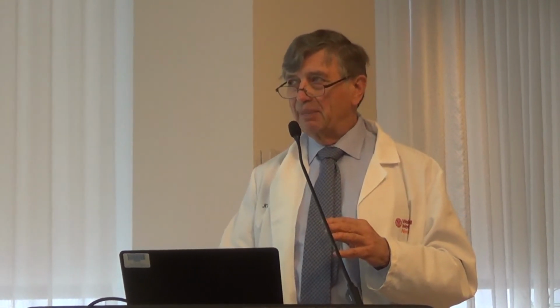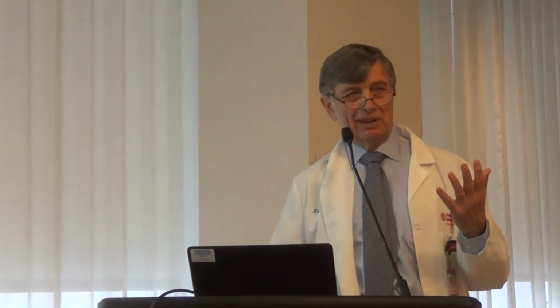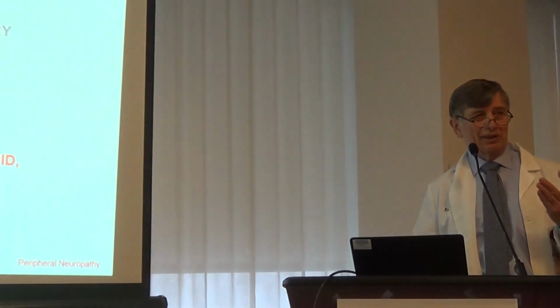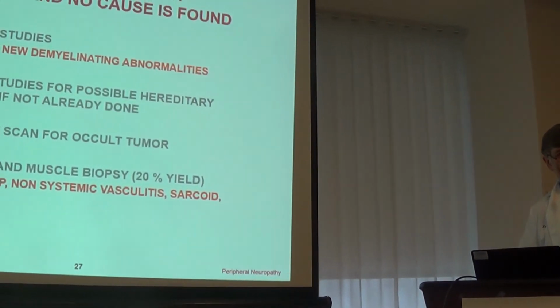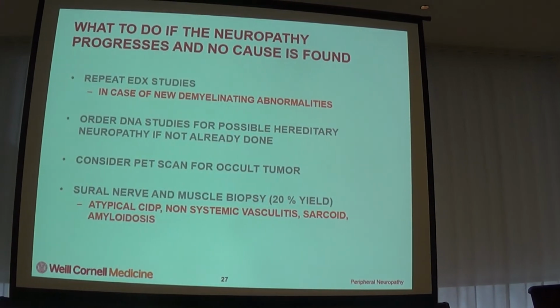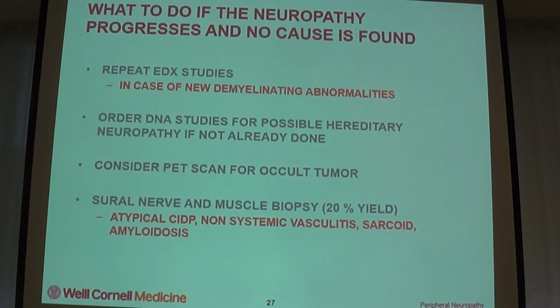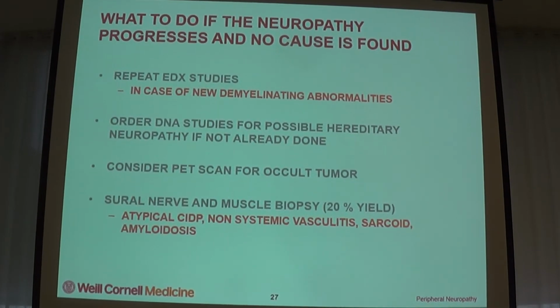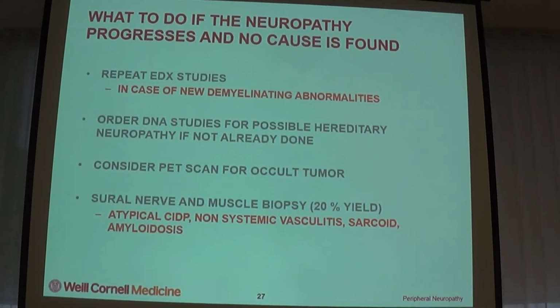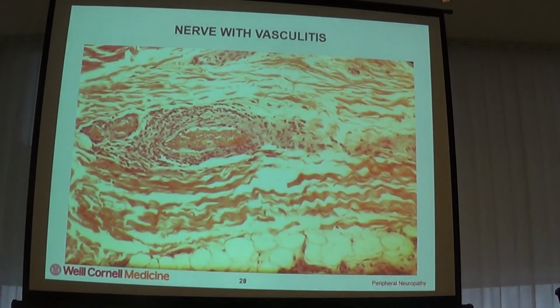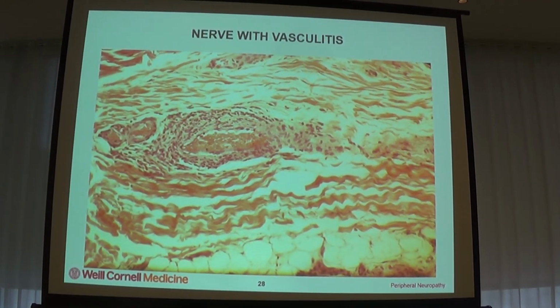And then in about 20% of the cases, you can find a diagnosis based on a nerve and muscle biopsy, which we don't like to do unless the neuropathy is progressive and there's nothing else to offer, because it's an invasive procedure and sometimes causes lingering pain, but it's also very useful. If it's done by somebody who's expert in doing the biopsies, it's rare to have complications. So the sorts of things that we find in such patients where no cause could be found by other testing is something like non-systemic vasculitis, which is inflammation of the blood vessels only in the nerves, not in any other part of the body. You can see that inflamed blood vessel on the left.